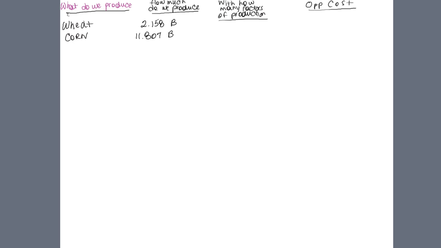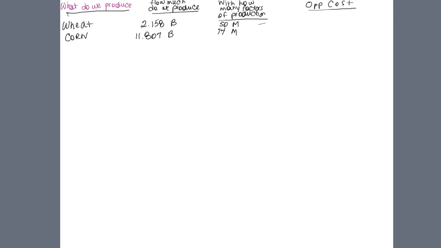The acreage is the factor of production. It's what we're using to produce. And to get 2.158 billion bushels of wheat, we use 50 million acres. And to get 11.807 billion bushels of corn, we use 74 million acres. They tell us the opportunity cost at this production point, okay?